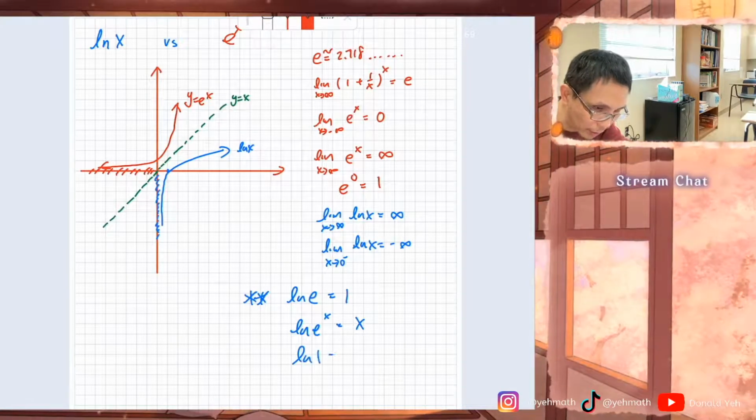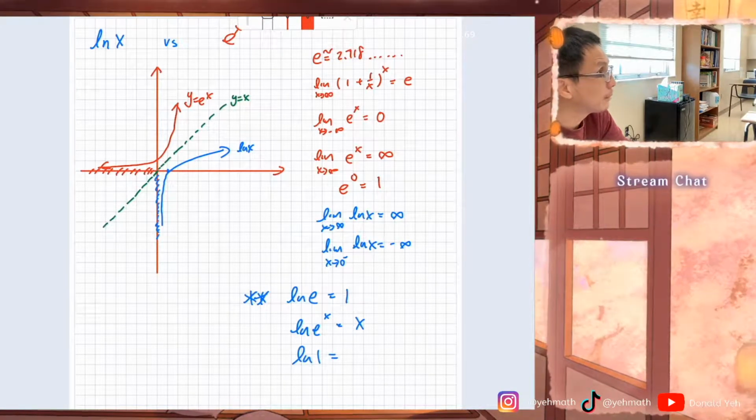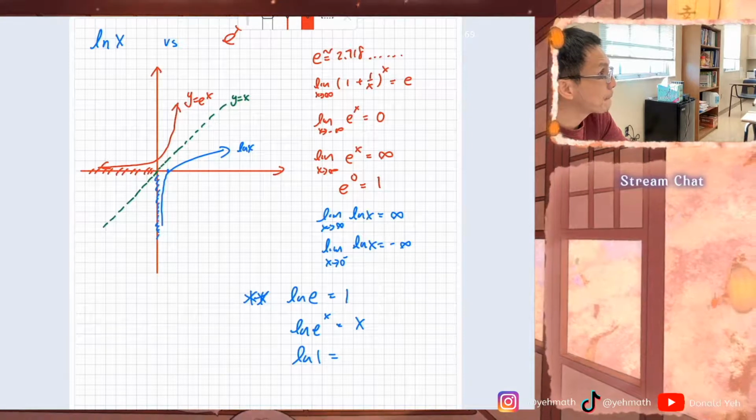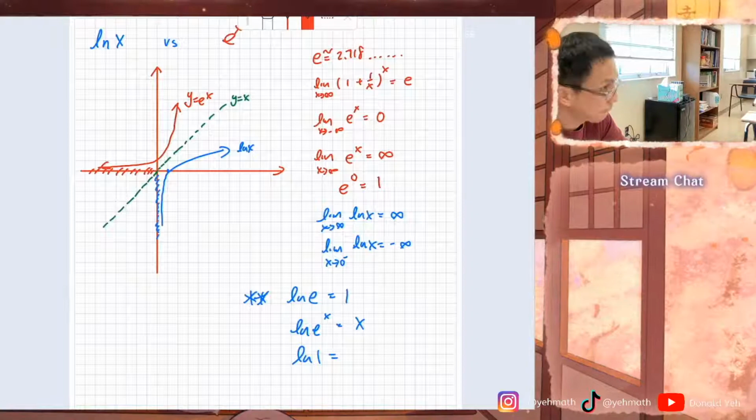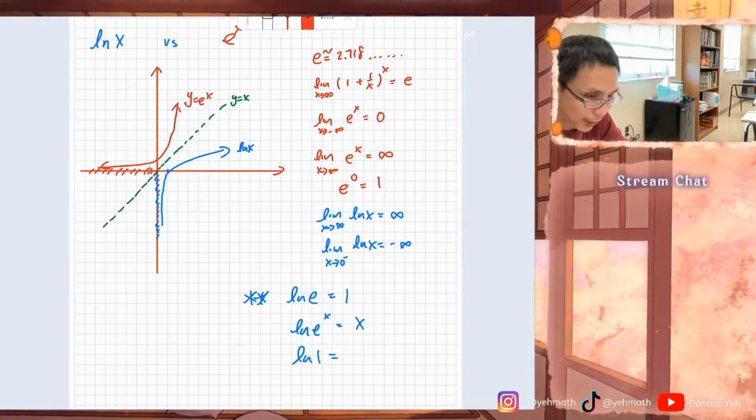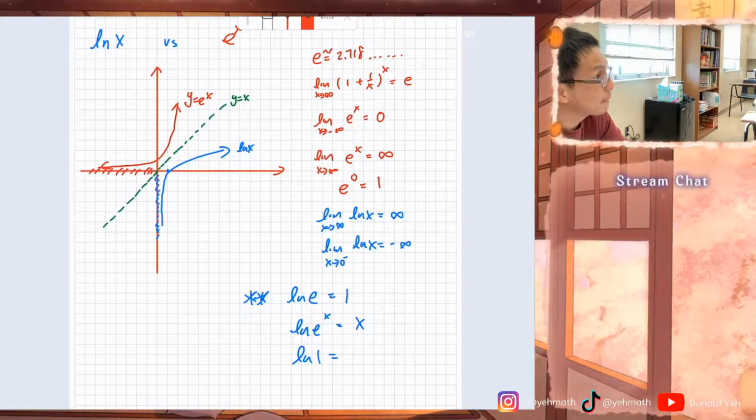Also natural log of 1. Does anybody know what's natural log of 1? Anyone? You can look at the graph. You should be able to tell me what's natural log. Huh? It's 0.